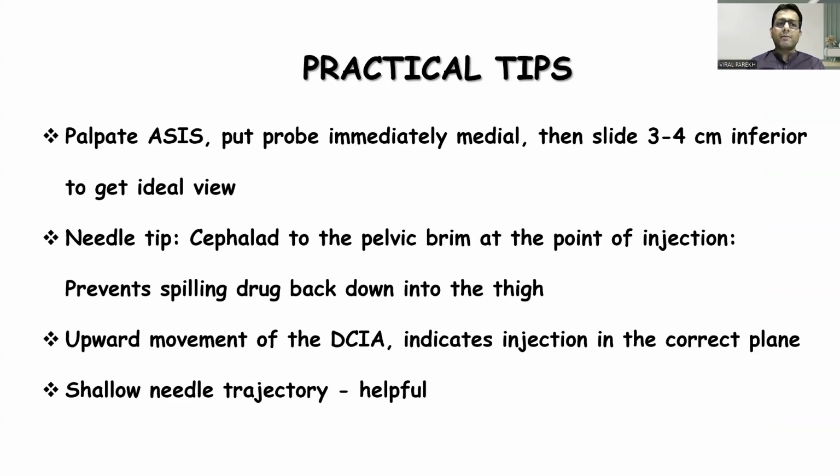The tip is always to palpate the ASIS and put the probe immediately medial, then slide the transducer 3 to 4 centimeters inferior. The needle tip has to be cephalad to the pelvic brim to prevent spilling of the drug back down into the thigh, and it will move more cranially, and the upward movement of the deep circumflex iliac artery is desirable.